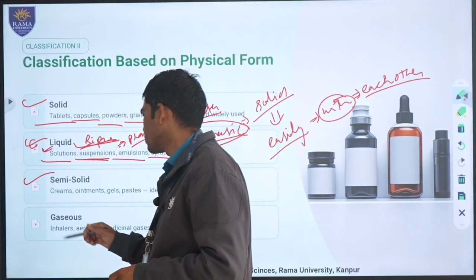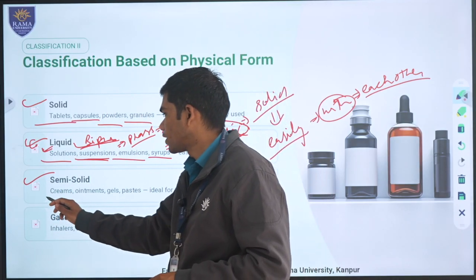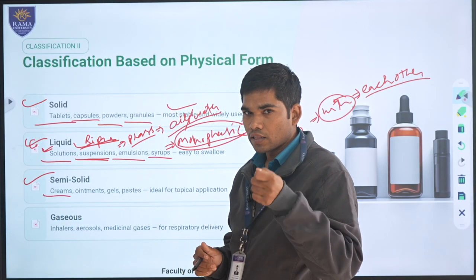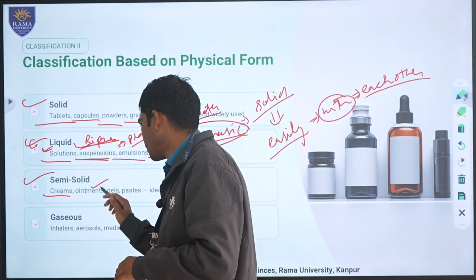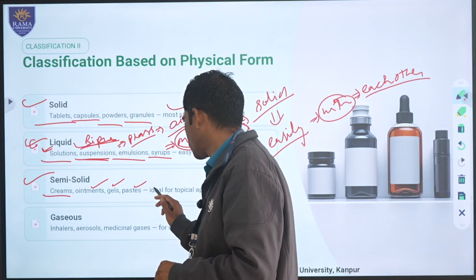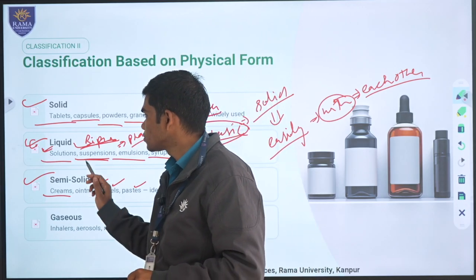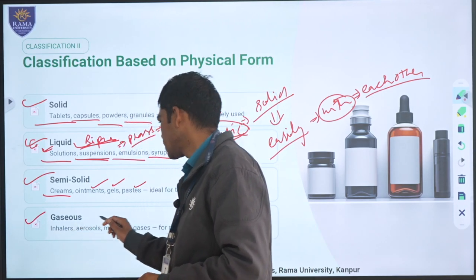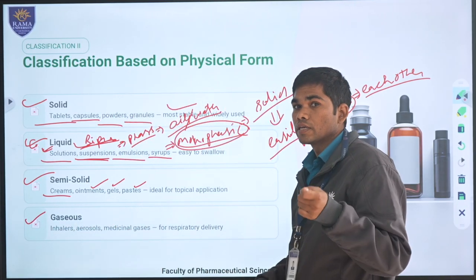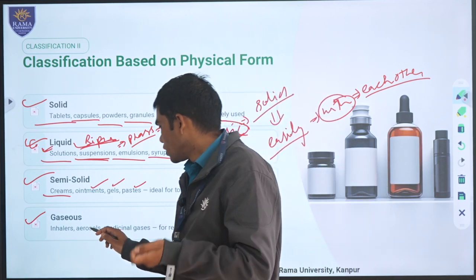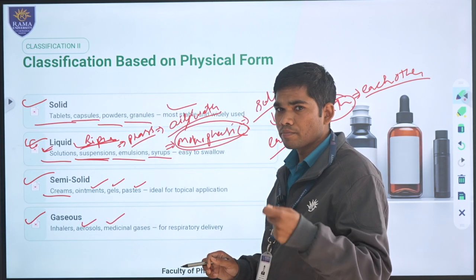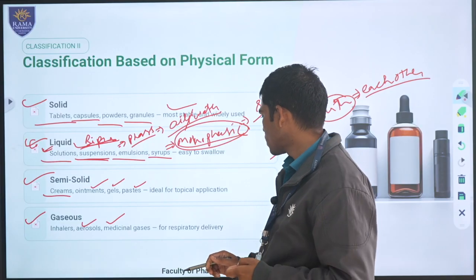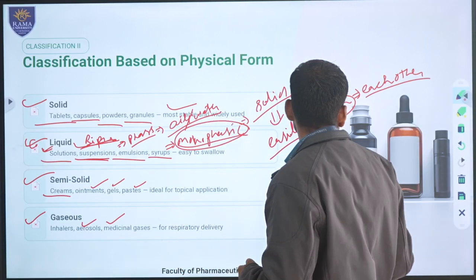Then next one is semi-solid. Semi-solid is cream, which is in the physical form of semi-solid. Ointments, gel, paste. Okay, so these come under the semi-solid. Next one is gaseous dosage form, which is inhaler, aerosols. Some medicinal gases come under the gaseous dosage form.